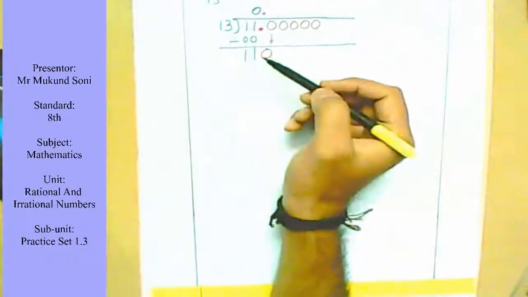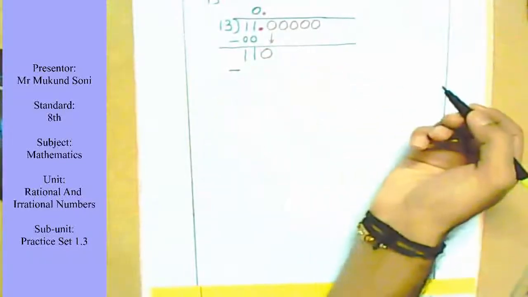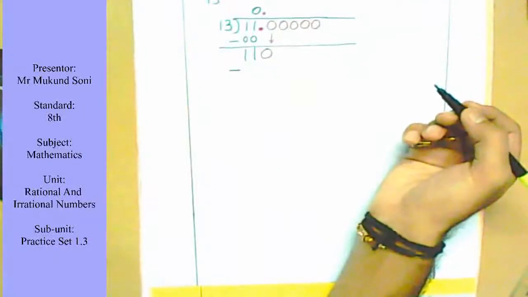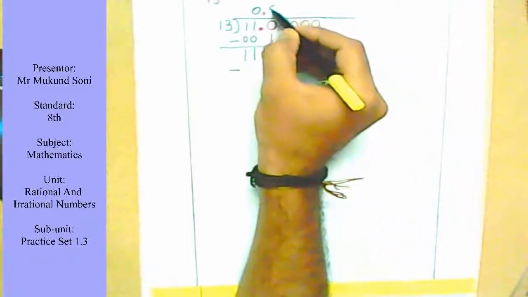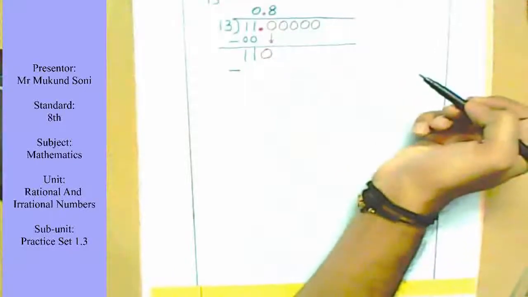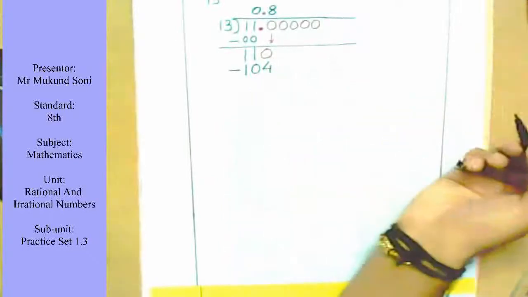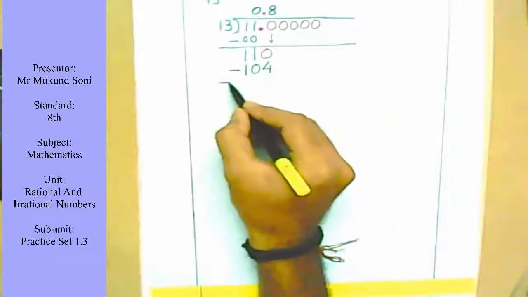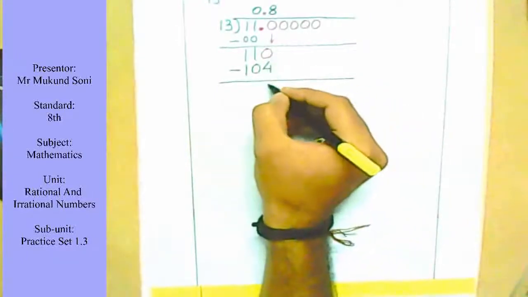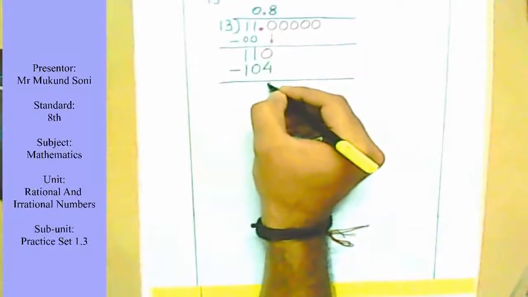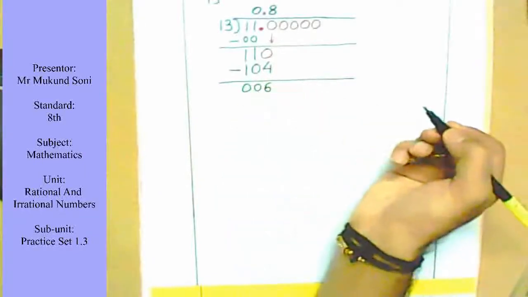Now think of the table of 13. In the table of 13, which number is less than and closer to 110? Correct. The answer is 13 8s are 104. Do the subtraction. It is a borrow subtraction, so do it carefully. The answer is 6 0 0.